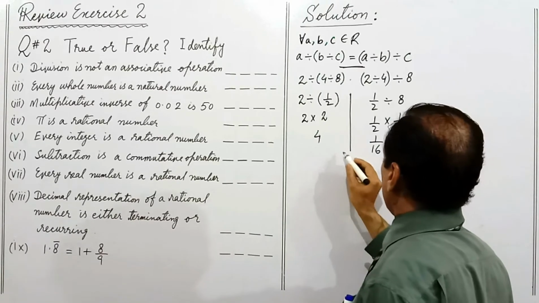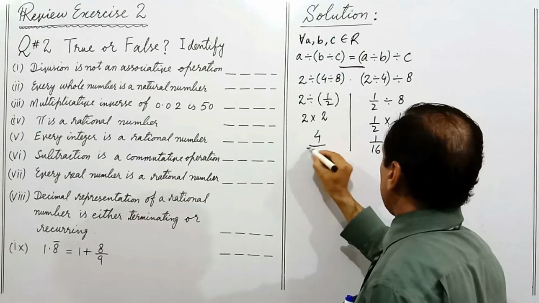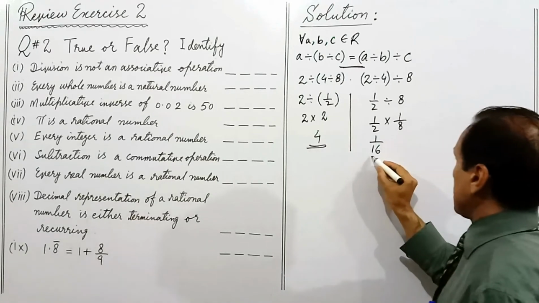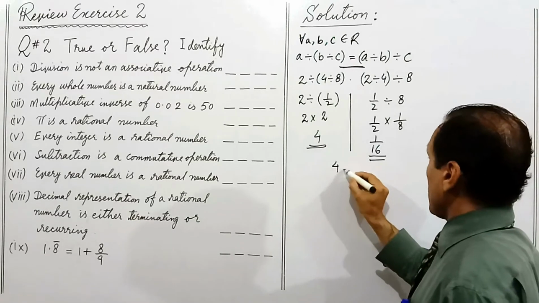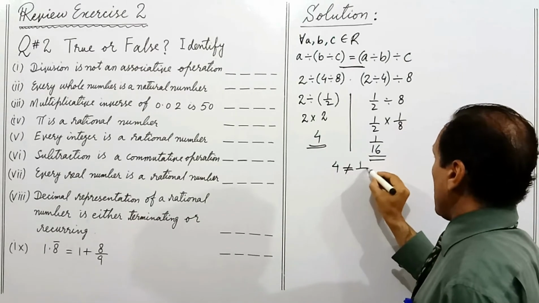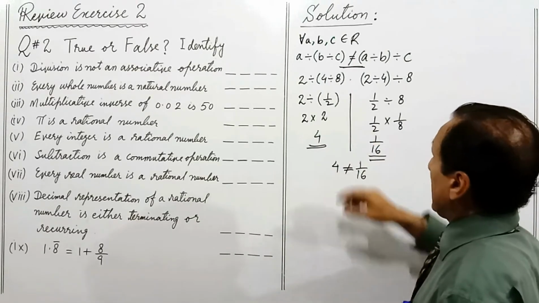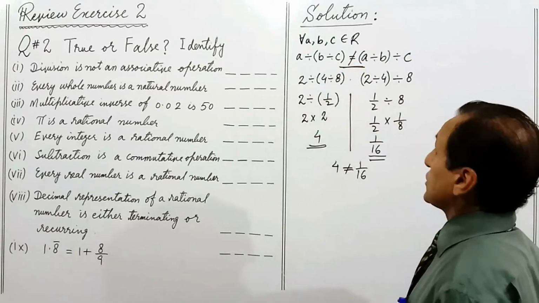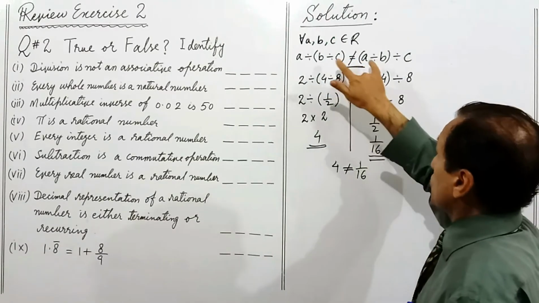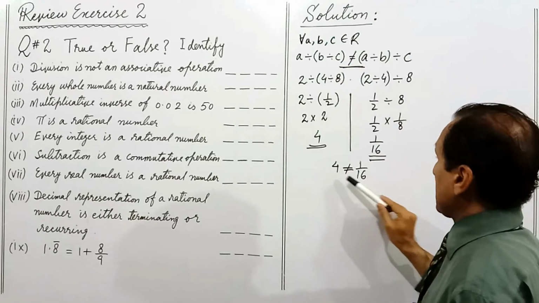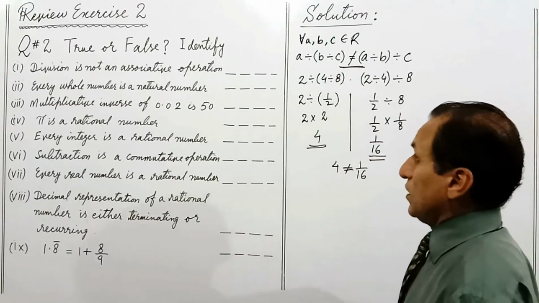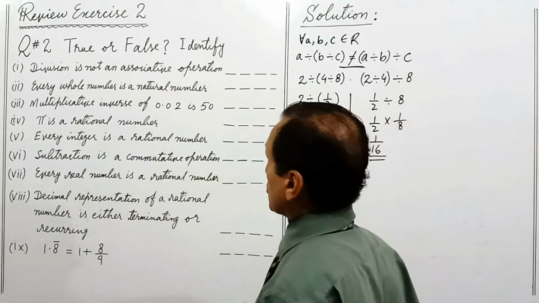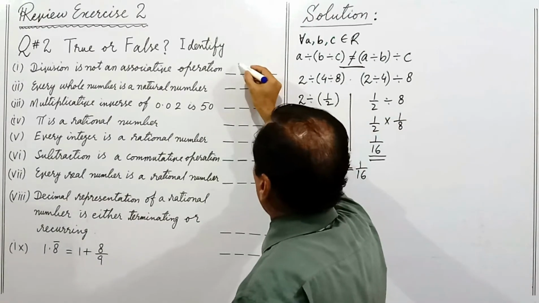And what we observe is that one side had the answer 4, whereas the other side had the answer 1 over 16. 4 will never be equal to 1 over 16. Hence, it means that division is not an associative operation, because no association can be generated. The left hand side is not equal to the right hand side by the example. So the first statement is true. Division is not an associative operation.